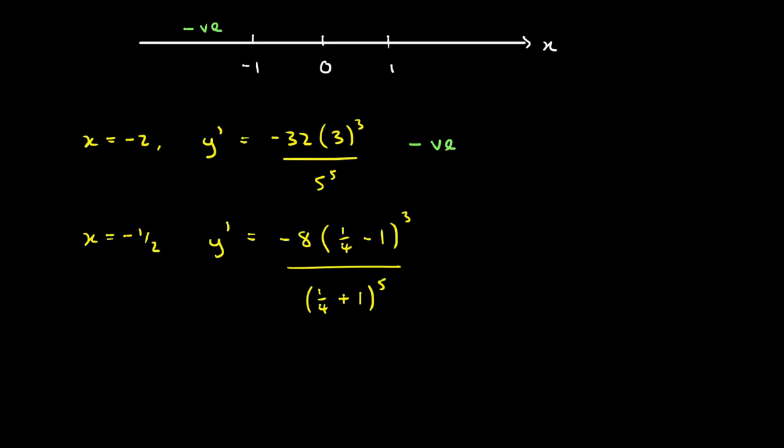Now, this is going to be a slightly different example. Why is that? We've got a quarter minus 1, so that's going to be minus 3/4. That's a negative number, and a negative number cubed is negative again.